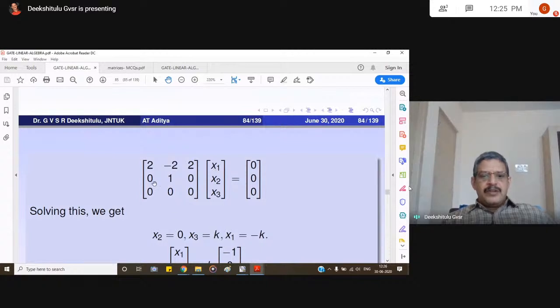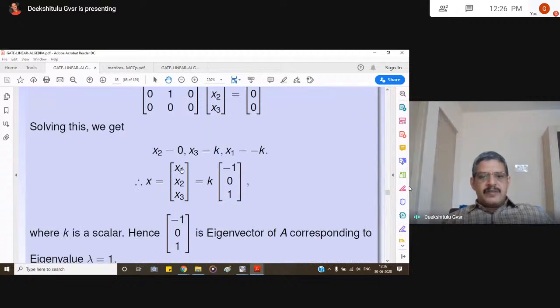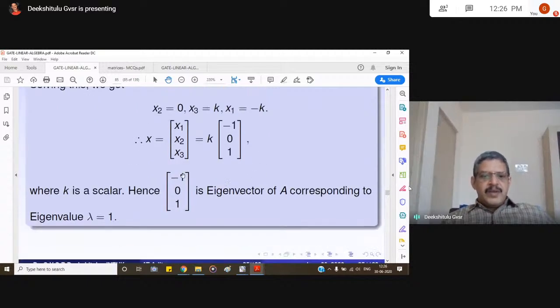If you solve this equation, x2 is 0. And the first equation becomes 2x1 minus 2x2 plus 2x3 is equal to 0. Because x2 is equal to 0, x1 plus x3 is equal to 0. So if you put x3 equal to k, x1 becomes minus k. So the eigenvector x is (x1, x2, x3), where x1 is minus k, x2 is 0, x3 is k, or k times (minus 1, 0, 1). Hence (minus 1, 0, 1) is an eigenvector of A corresponding to lambda equal to 1.